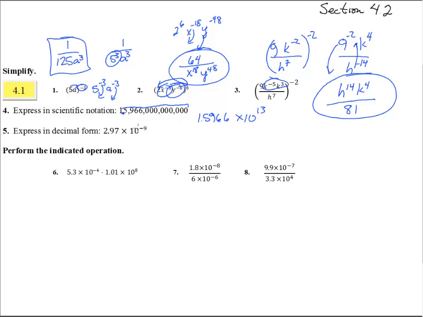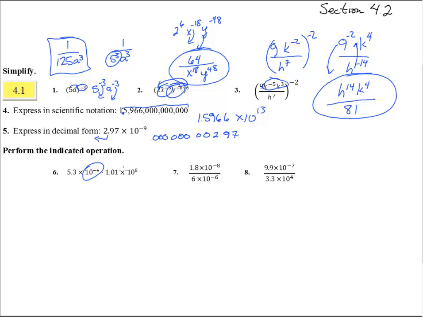Here, express in decimal form. Now this is a negative 9, which means we don't move it that way to get it out of there. We move it that way. So we're going to have 0.000000, that's 6, 7, 8, 9. Yep, just like that. There we go. So we moved it 9 places that way. Good. That's number 5.